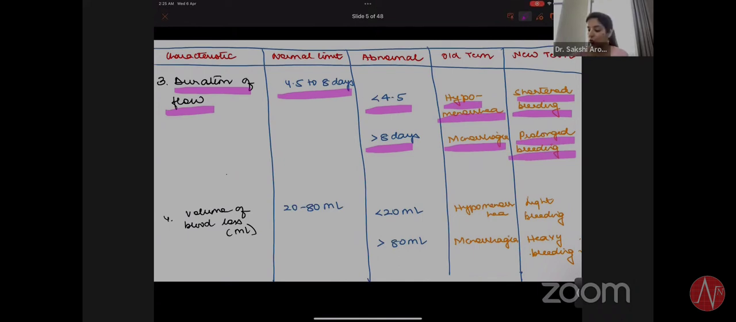Then volume of blood loss. Normal volume of blood loss is 20 to 80 ml. If blood loss is less than 20 ml, जिसको पहले हाइपोमेनोरिया ही कहते थे, अब कहते हैं लाइट ब्लीडिंग. And if blood loss is more than 80 ml, इसको पहले मेनोरेजिया कहते थे, अब कहते हैं हेवी ब्लीडिंग.